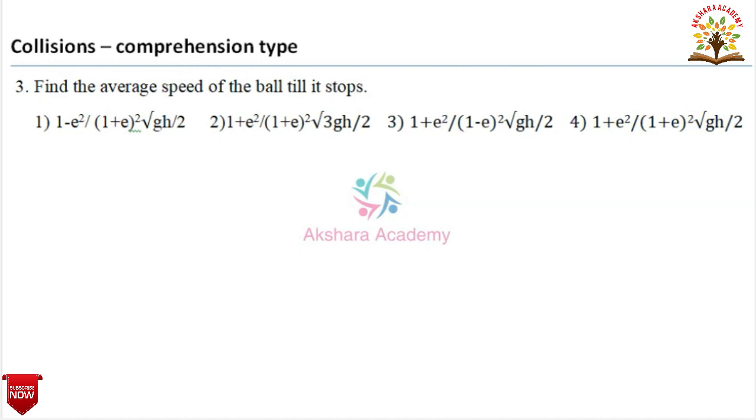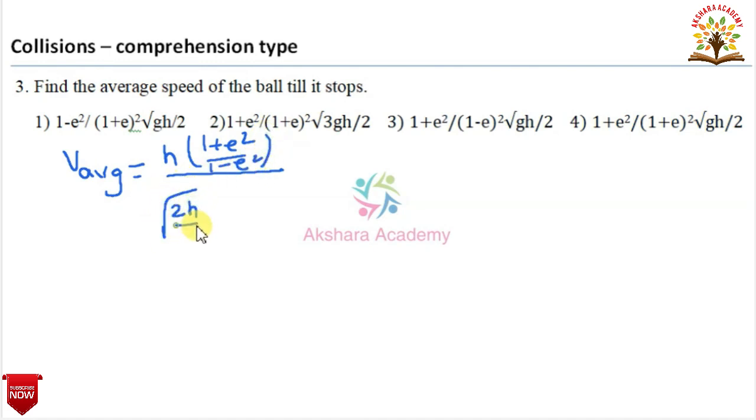In this question, we are finding the average speed of the ball till it stops. Average speed is equal to total distance by total time taken. Total distance is h of (1 plus e square) by (1 minus e square), by total time, square root of 2h by g of (1 plus e) by (1 minus e).